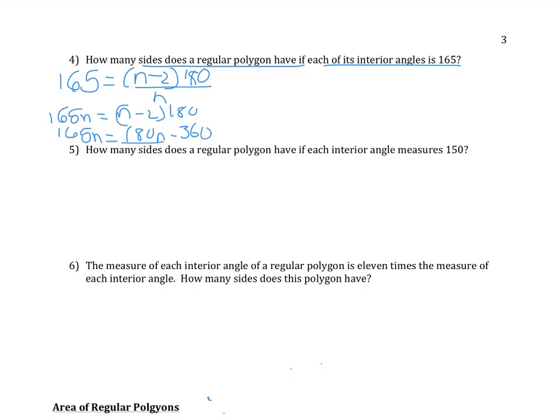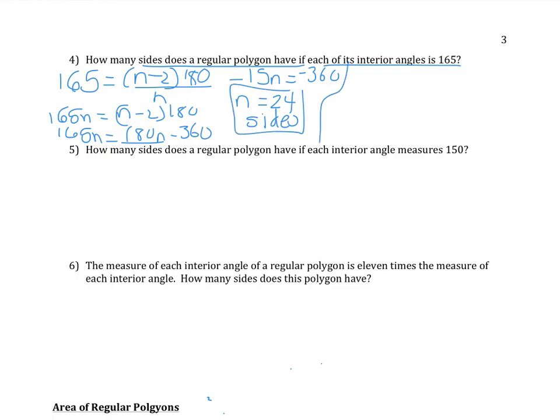And then I'm going to subtract the 180n from both sides. So I get negative 15n equals negative 360. Divide both sides by negative 15, and n equals 24. So meaning I would have 24 sides.